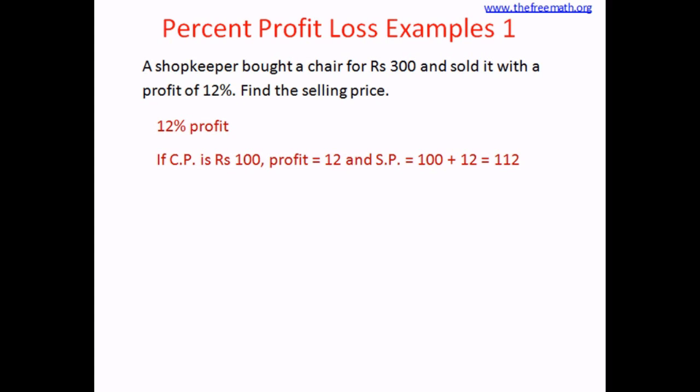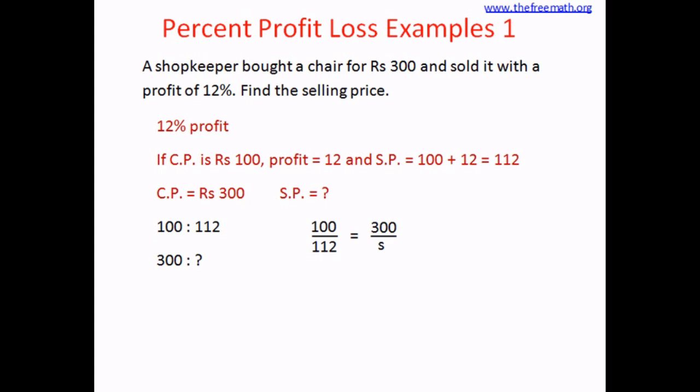But in our problem, the cost price is 300 and we have to find the selling price. So if we write this in terms of ratios, the ratio of the cost price to the selling price would be 100 to 112, and what we have to find is 300 to what? Or if we write the same thing in terms of fractions, you can write it like this: 100 over 112 equals 300 over S. S is the selling price here.